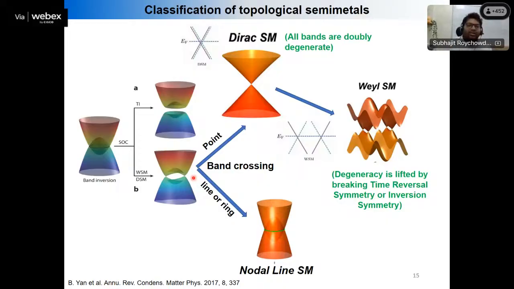And depending on that crossing, either it is a point or it is a line or ring, we can call either Dirac semi-metal or we can call nodal lines. Now in Dirac semi-metal, all bands are doubly degenerate because you have an up spin and a down spin. So you have a four-band, so that's why we call it doubly degenerate. Now if we can break this degeneracy, either by time reversal symmetry breaking or inversion symmetry breaking, it can open up and you will get a singly degenerate Weyl semi-metal.